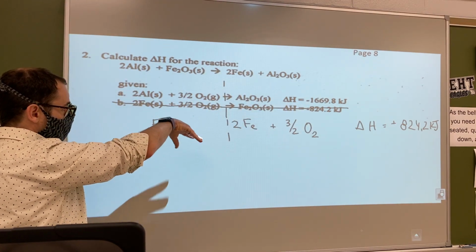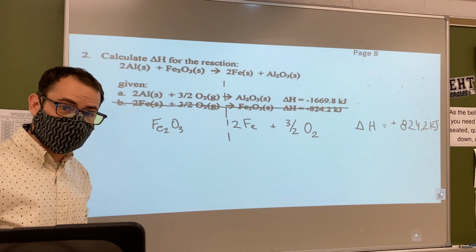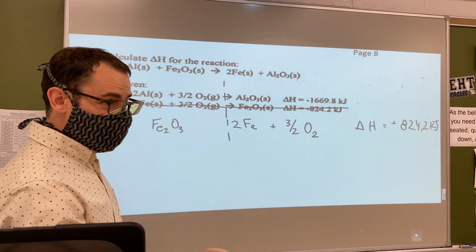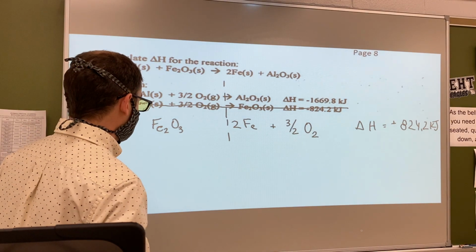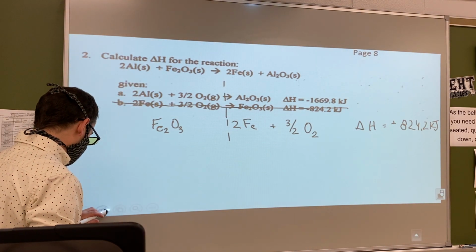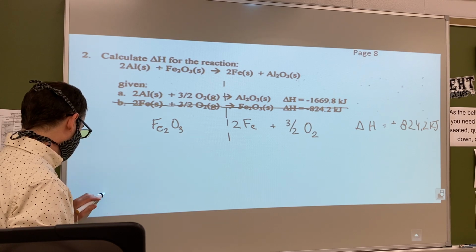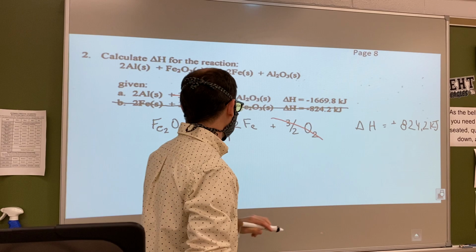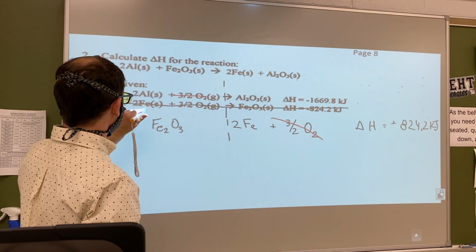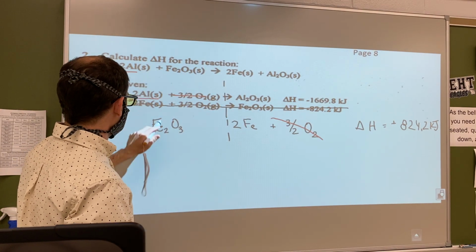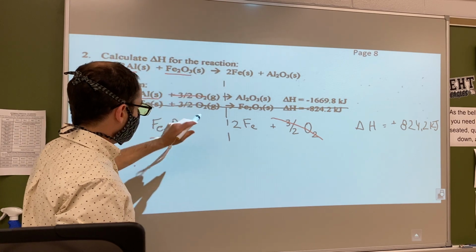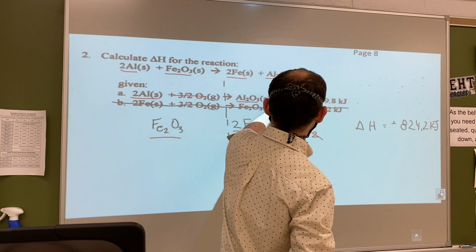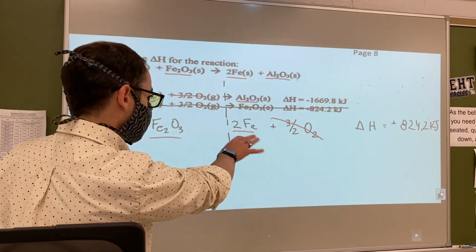If we cancel these things out, are we good? Or do we have to double anything? No, we're good, right? So it's good. They start off with some easy ones, which is great. So now we take a look and see what we can cancel out. So 3/2 of oxygen, 3/2 of oxygen. We have 2 aluminums, which is what we're looking for, which is good. We have the iron, we have 2 irons, and then we have the aluminum oxide over there. All right, that's everything, so that's great.